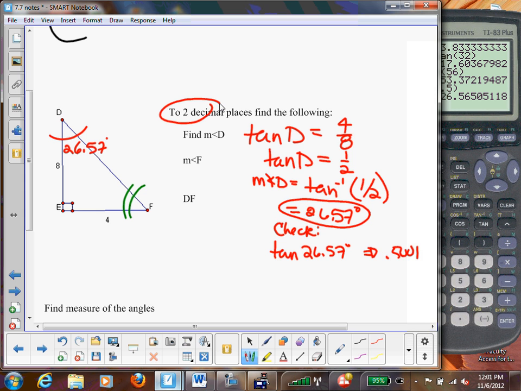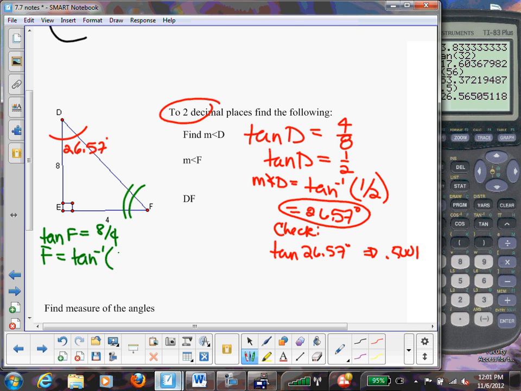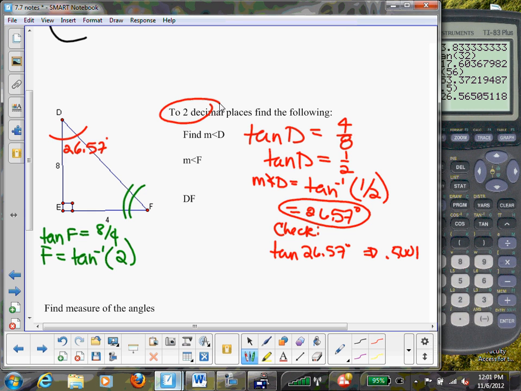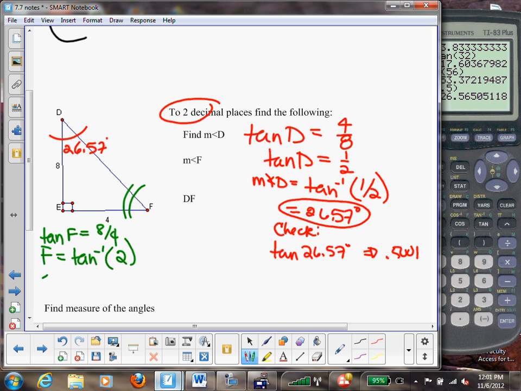How am I going to figure out this one? What am I going to say, Gabby? So that means angle F is equal to the inverse tangent of 2. Correct? Are y'all with me? If the tangent of F is 8/4 or 2, then F is equal to the inverse tangent of 2. So plug it into your calculator. What do you get? What is angle F?